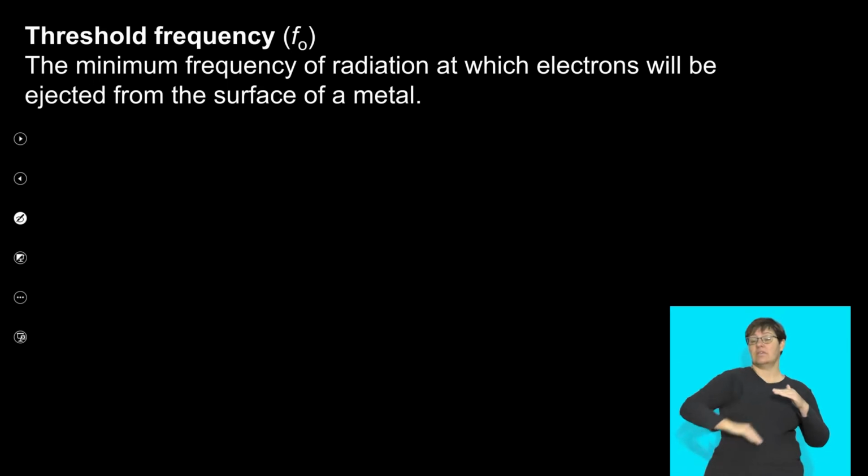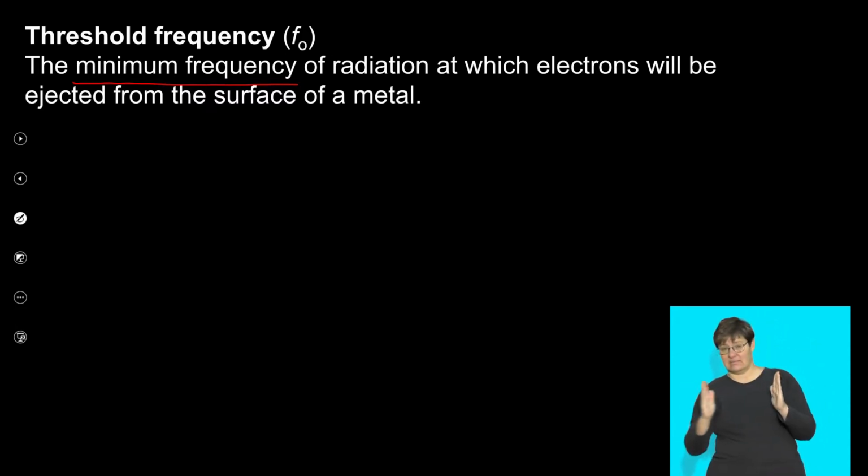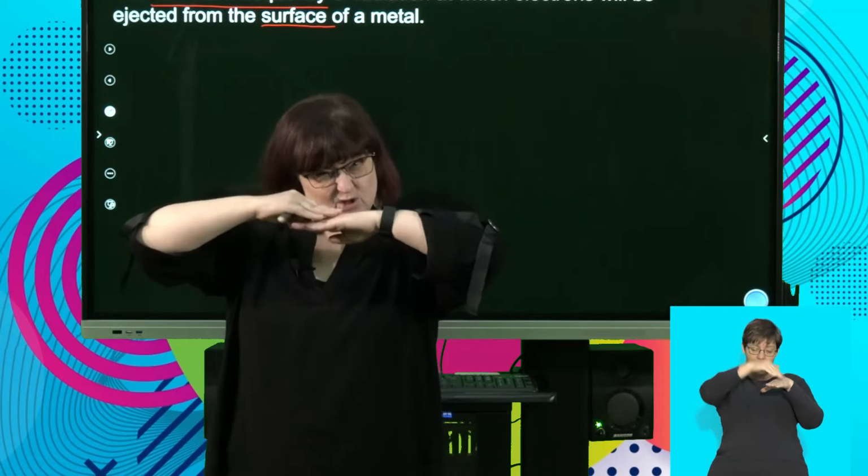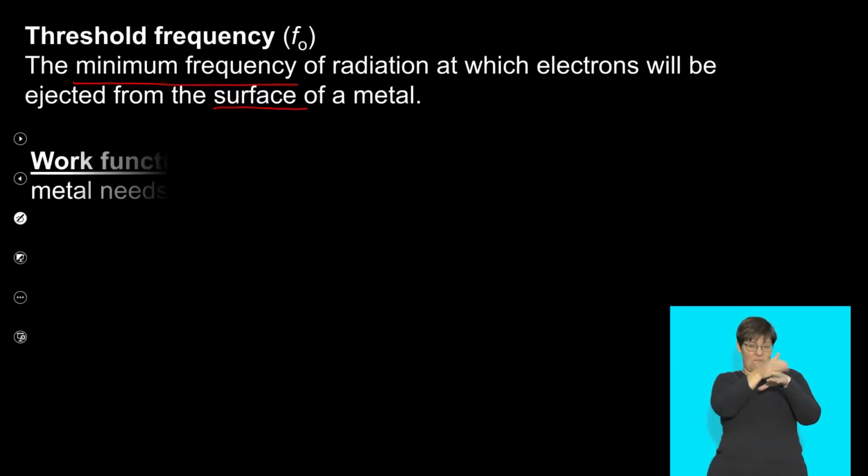Threshold frequency, remember, is the minimum frequency of radiation, so that's any part of the electromagnetic spectrum, usually referring to light, at which electrons will be ejected from the surface of a metal. Please don't forget the word surface here, because the photons only hit the top of the metal, so it's the surface electrons that are going to come off. It's not like the photons go all the way into the metal and then eject them. It's the ones at the top, because those are easy to get out.